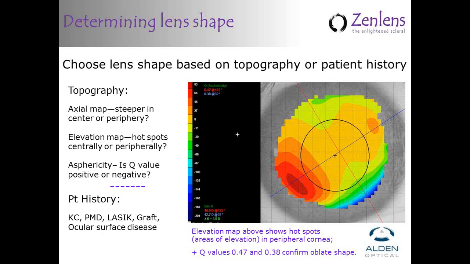Looking for hot spots on the elevation maps, kind of the same thing. Any areas outside of the center where you know you're going to need more space to get up and over that elevation, again, we're going to want to use the oblate series. Also looking at asphericity, eccentricity, how high of a rate or low of a rate is that, can be helpful. So even though corneal topography in a lot of cases we talk about, it's not that crucial to scleral lens fitting, I think it's actually probably pretty crucial, at least in getting us off the ground with our initial lens selection with the Zenlens and knowing which series we want to fit.